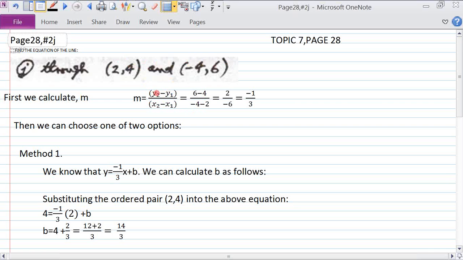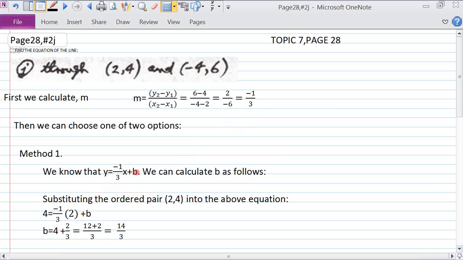So here, the difference in the y is 6 minus 4. Difference in x is minus 4 minus 2. This gives us 2 over minus 6, and if we reduce that, we get minus 1/3. So we know what the slope is. We could substitute into y equals mx plus b, which is the slope-intercept form, and then calculate b as follows. We know the slope is minus 1/3.